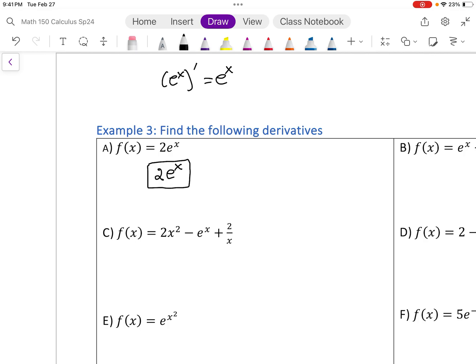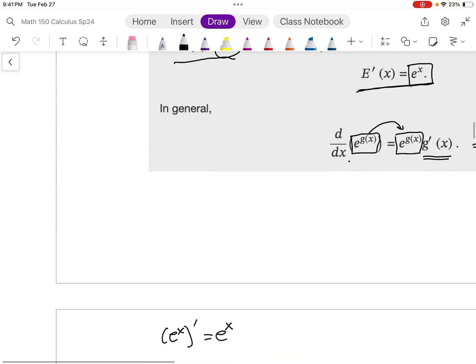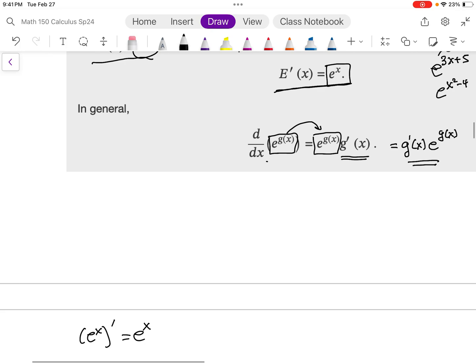So we copy the function over, and then we multiply by the derivative of the exponent. Okay, so in this case, the derivative of the exponent is just 1, so we don't write it. So we follow this general rule right here. This is a specialized rule. When the exponent is just x, then that derivative g prime just turns out to be 1. So that's why we don't see it, because it's times 1.